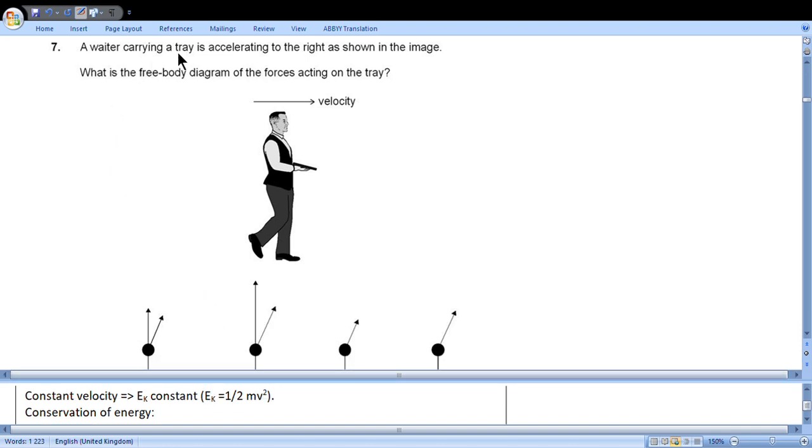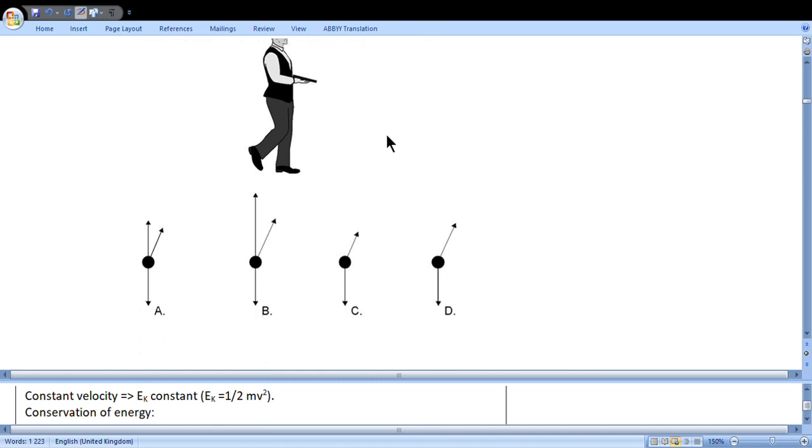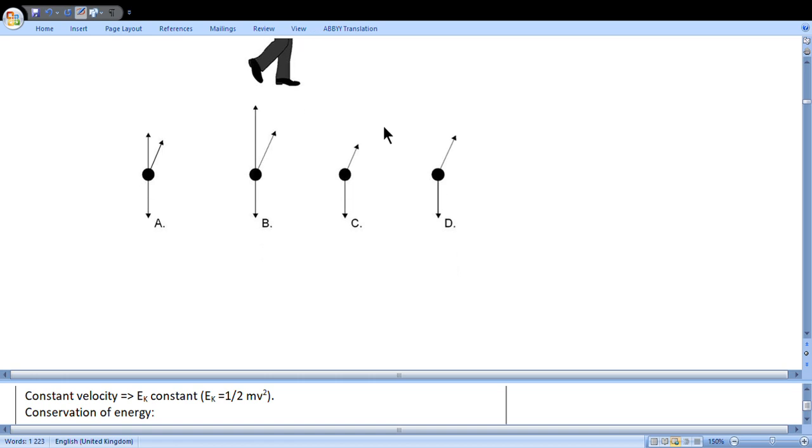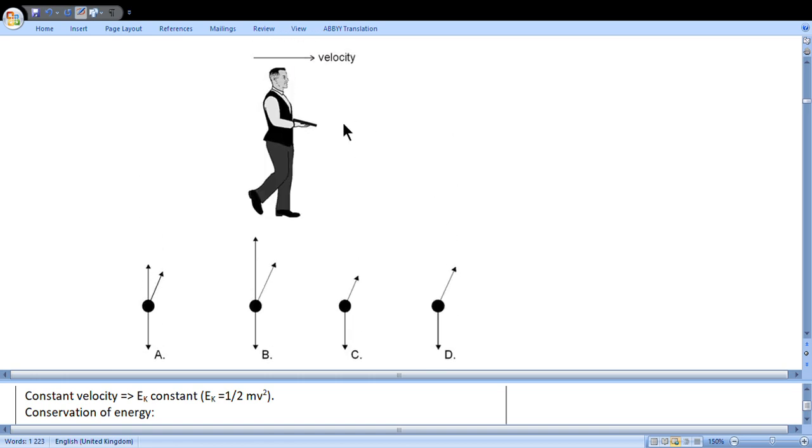A weight carrying a tray is accelerating to the right as shown in the image. What is the free body diagram of the forces acting on the tray? So this is the picture. On the tray we have two forces, weight and normal reaction. Normal reaction will be at 90 degrees.